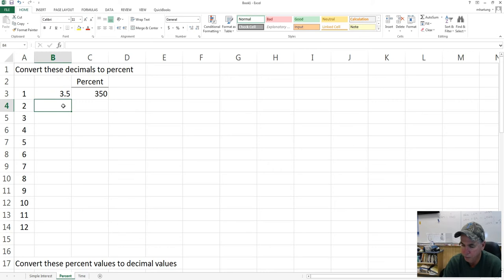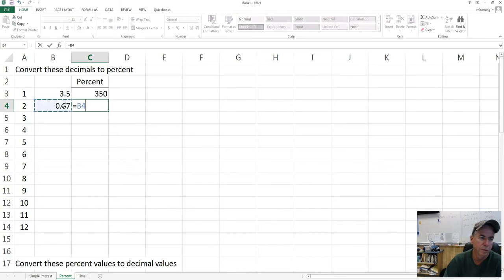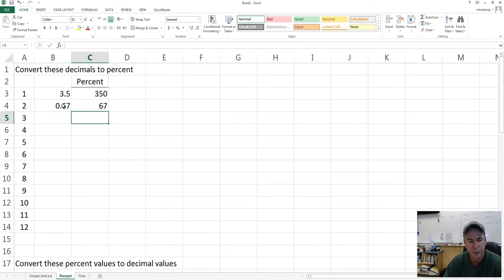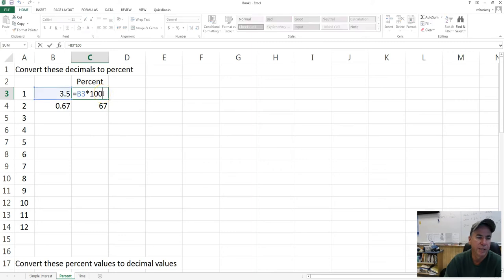Let's do another one. 0.67 equals 0.67 times 100, 67%. You want to keep in mind that technically it should have that percent symbol next to it, but we're making our column heading as percent, so we don't have to do that. Just know that it's 67%. So you can see here what we've done is that we have moved the decimal place two places to the right. 0.67 became 67 to convert it to a percent.